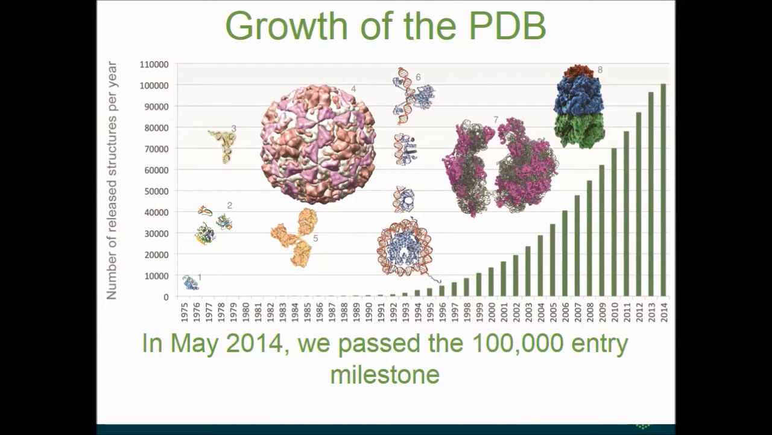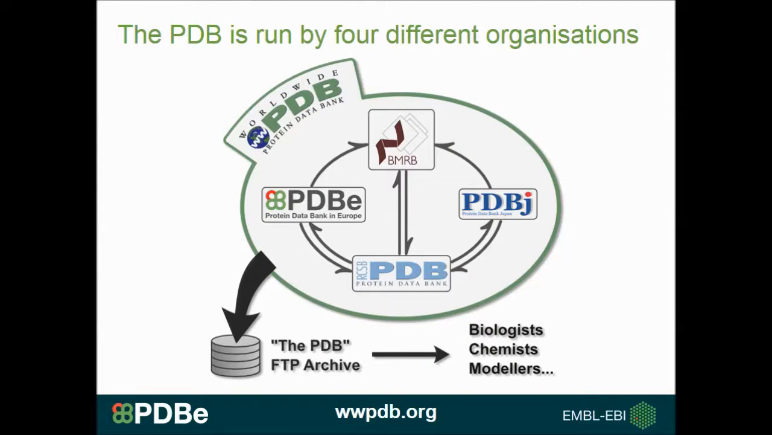Since the inception in the 70s, the PDB has grown steadily, passing the 100,000 entry milestone in May 2014. The PDB itself is run by 4 different organisations under the umbrella organisation the WWPDB. These are BMRB, which handles exclusively NMR data, PDBJ, and RCSB, and us, PDB in Europe. Together we produce the FTP PDB archive, which is available from each site and is identical from each site.